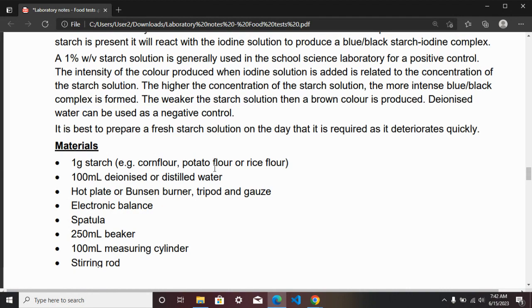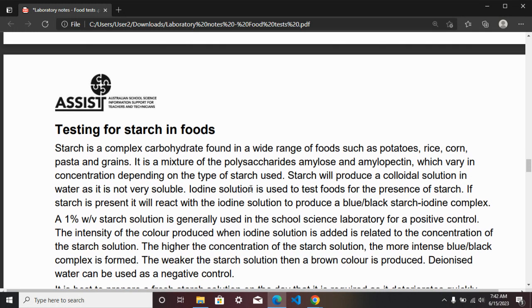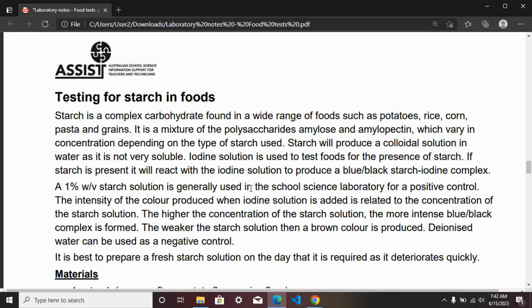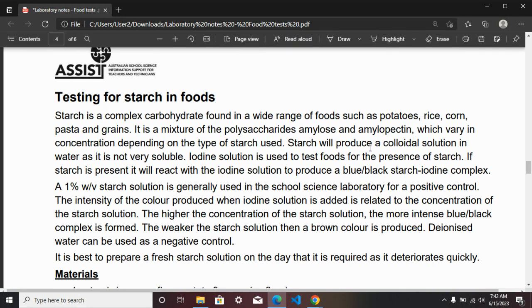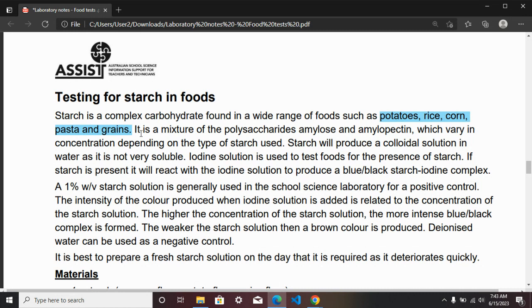How do we test for starch in foods? Starch is a complex carbohydrate, a polysaccharide, found in a wide range of foods such as potatoes, rice, corn, pasta, and grains. Many carbohydrate sources contain starch. It is a mixture of polysaccharides, amylose and amylopectin, which vary in concentration depending on the type of starch that we have.